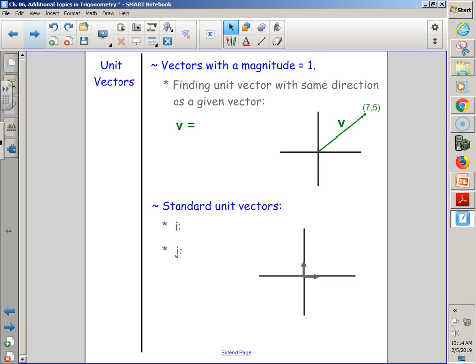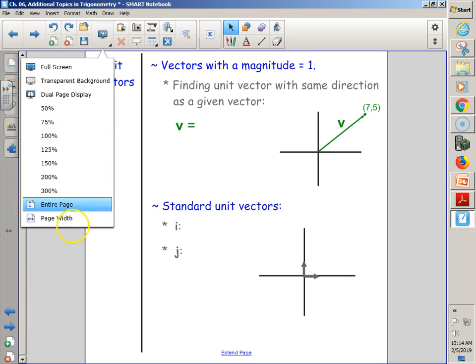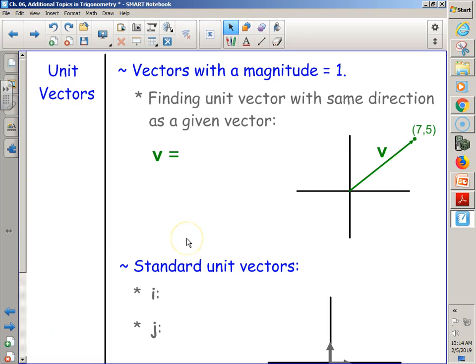Aha! Let's talk about it. Unit vector. Unit vector. Don't worry about the I's and J's right now, but do put your arrow notation on top of that vector V.